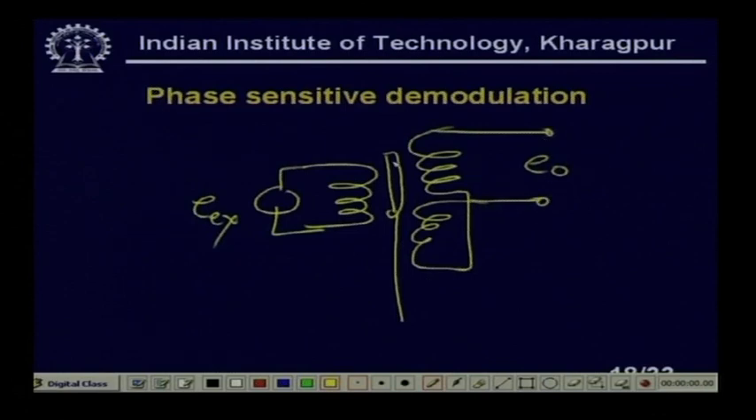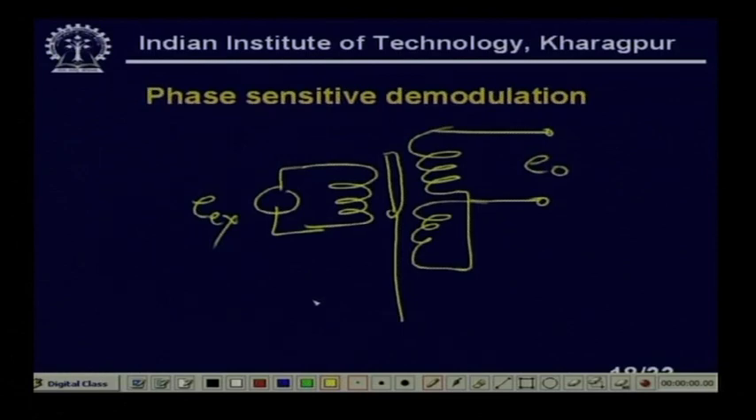If I move up, I will get some sinusoidal voltage, and if I move down, I will also get the same sinusoidal voltage. But how will I know whether the core is lying above the null position or below the null position? For that reason I have to make the phase sensitive demodulation of the output.